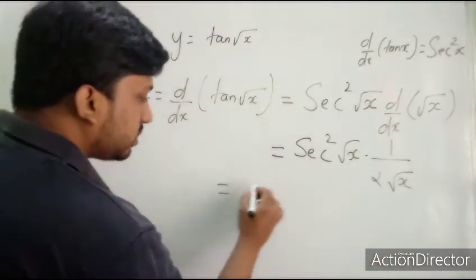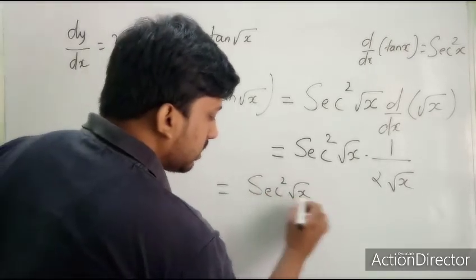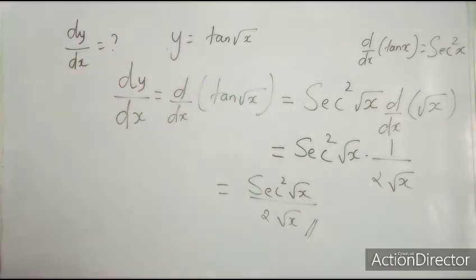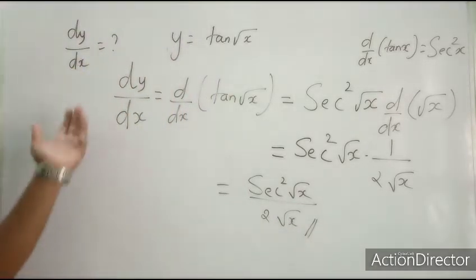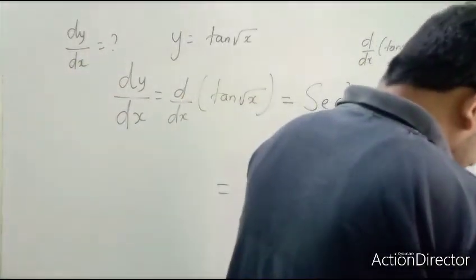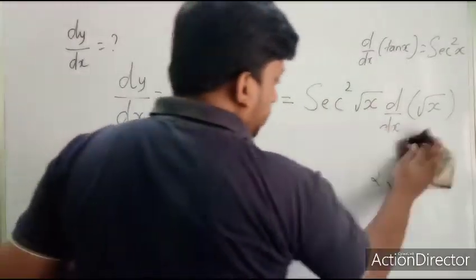This you can write in the simplest form. So secant square root x divided by 2 root x. Okay, so this is the derivative of y is equal to tan root x. I hope you are understanding. Yes. Okay, next we have an integral problem.